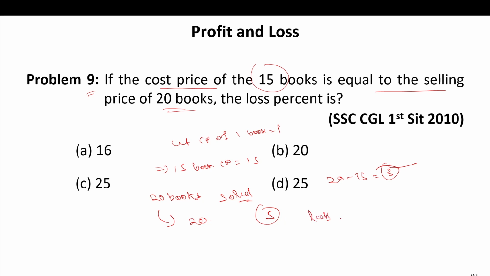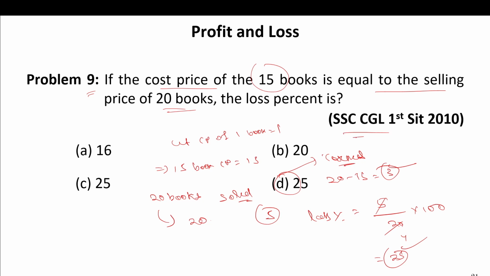So loss percentage is equal to 5 by 20, right? So this is equal to this much into 100. So 1 by 4 into 100 is equal to 25%. So 25% is the correct answer here.